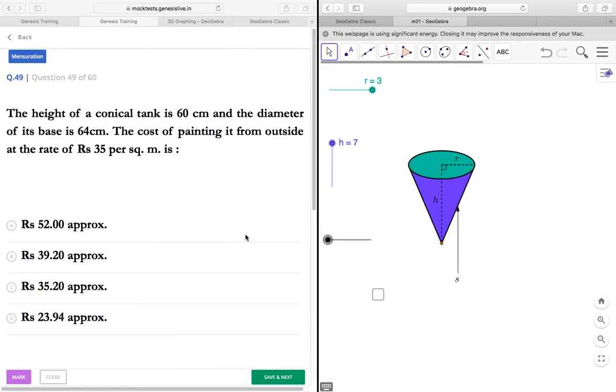49th. It's about a cone. The height of the conical tank is given as 60 centimeter. So height is 60. And the radius, if diameter is 64, radius is naturally 32. The cost of painting it from outside. Fine. From outside means just observe this diagram.